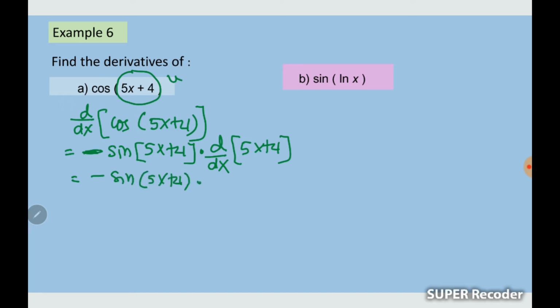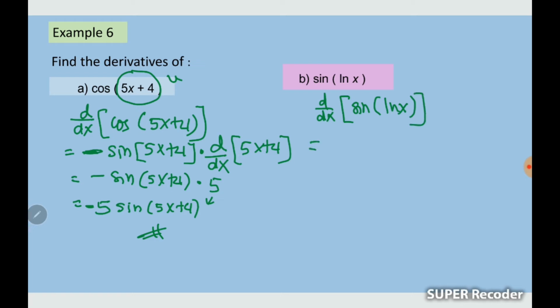Differentiate 5x + 4. We have 5. So normally we will bring the constant in front. 5 will be in front with the negative, negative 5, followed by sine(5x + 4). Okay, this is the simplest form. Now B. Differentiate sine(ln x).